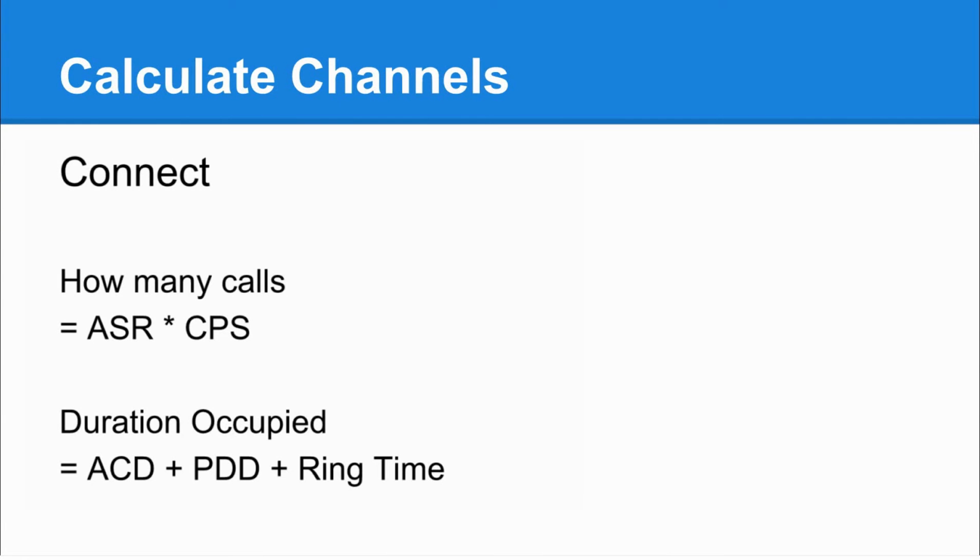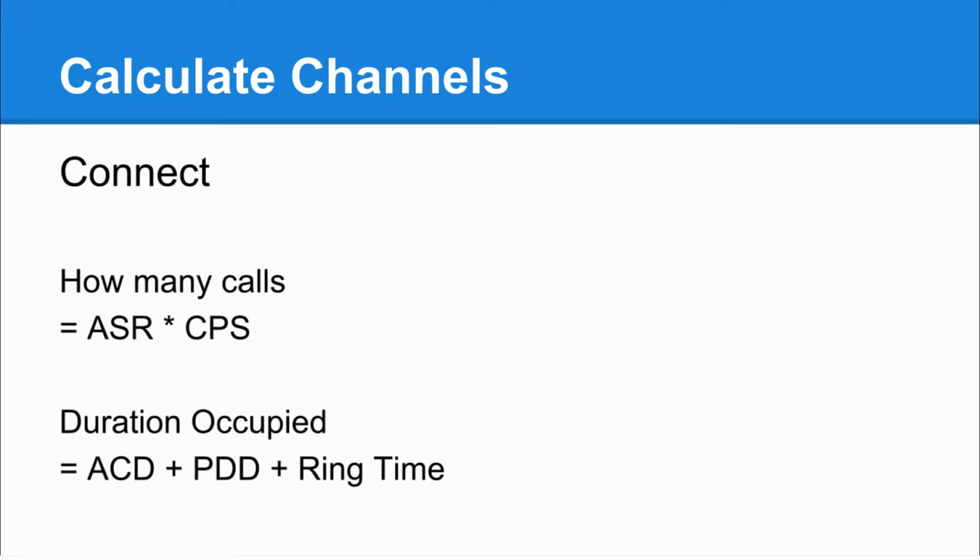So we're going to calculate the channels given all of the other metrics. We can split our calls into two sections, ones which do connect and ones which don't. So the ones that do connect, we're going to look at how many calls are being placed. To figure that one out, we can get the ASR and multiply that by the calls per second.